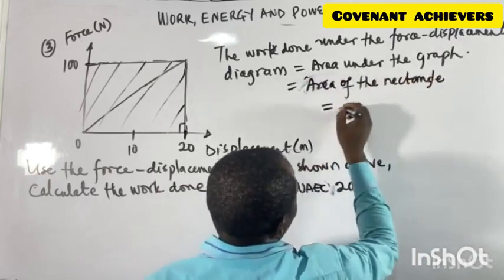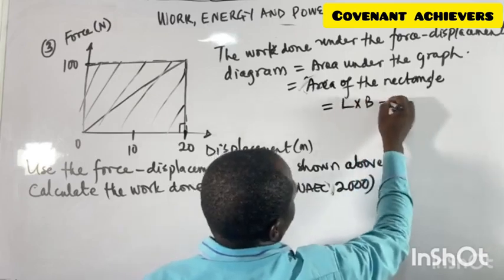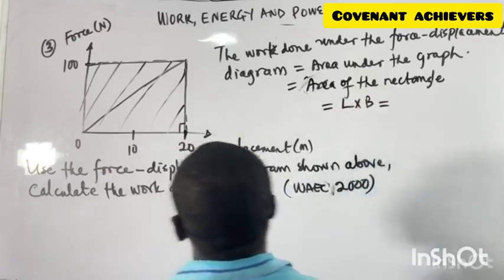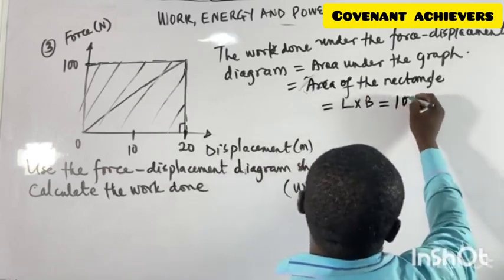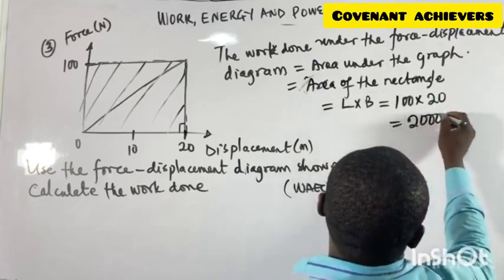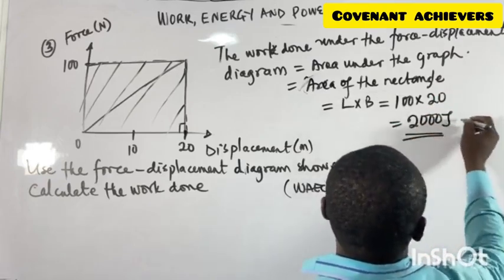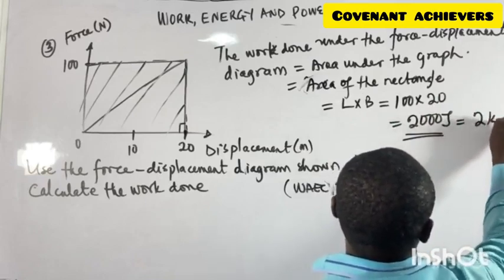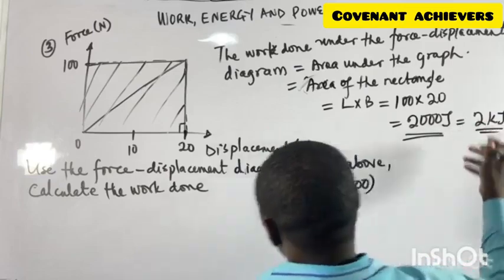That is length times breadth. The length times breadth here is 100 times 20, and that gives us 2,000 joules, or you can write it as 2 kilojoules. So that's how we solve that question.